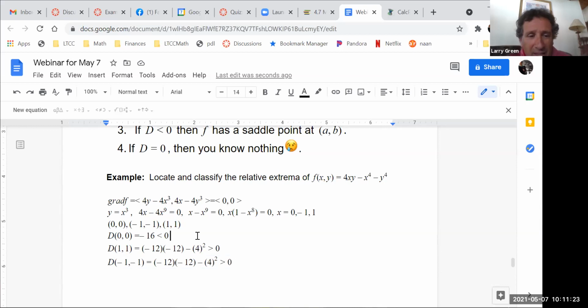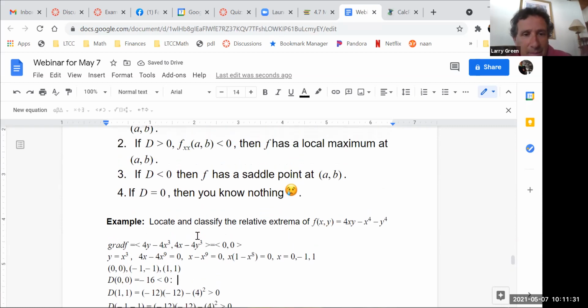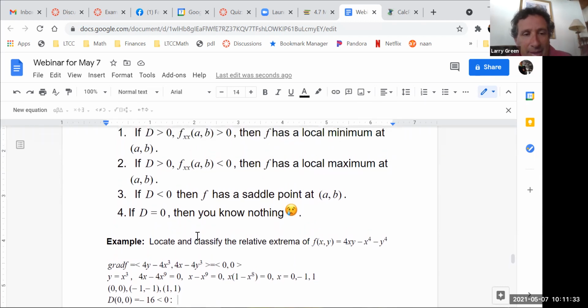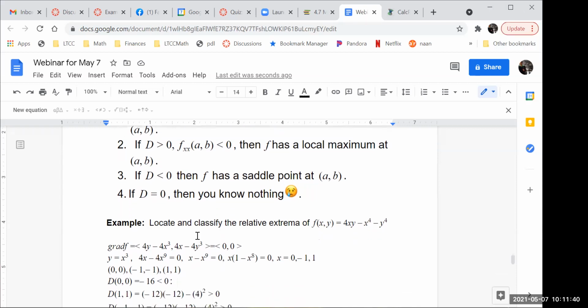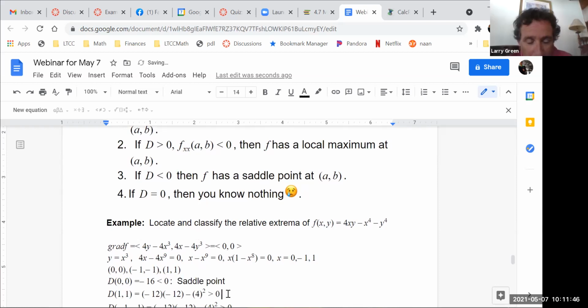Okay, well, first thing is that if D is negative, what can we say immediately based on our theorem? If D is negative, F has a saddle point. Yes, that's a saddle point. If D is positive, we have more work to do.